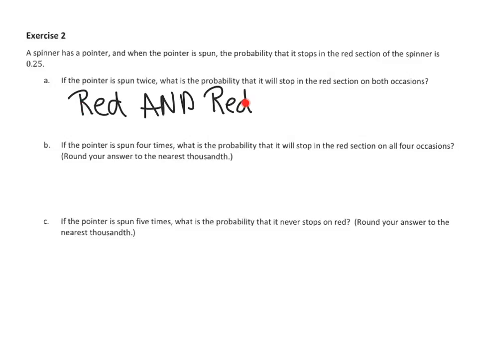Well, are they independent? If I spin the spinner once, does that have anything to do with when I spin it a second time? Will that first spin affect the second? No, so they are independent events. So I'd say that's 0.25 times 0.25, which is 0.0625.